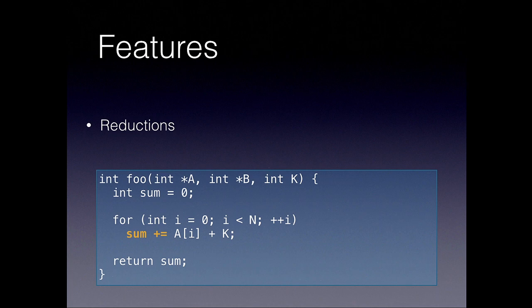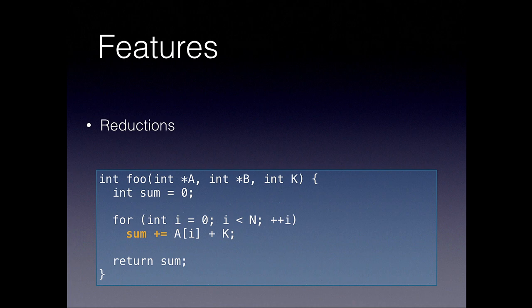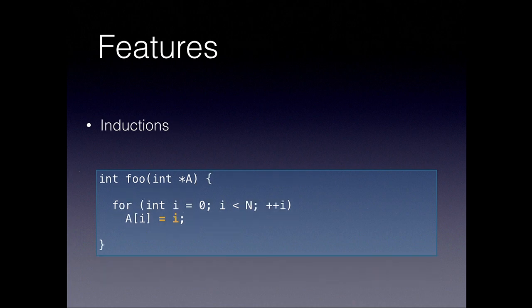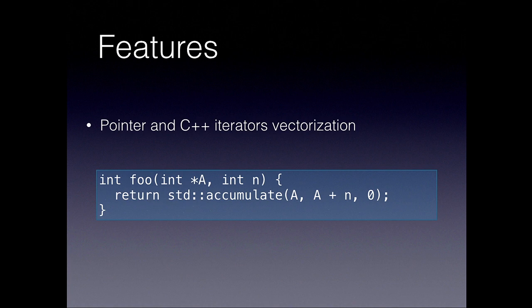We can handle reductions, where we accumulate a value that we maybe read from an array. We can handle inductions, for example storing the induction variable to an array, or doing some math on it. We can handle loops with control flow, which is typically called if conversion. We can handle pointers and C++ iterators. We can vectorize those. In this example, we see the STL accumulate function.